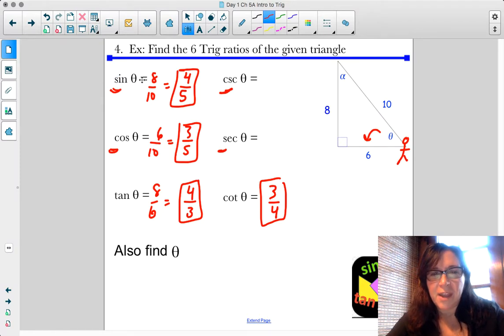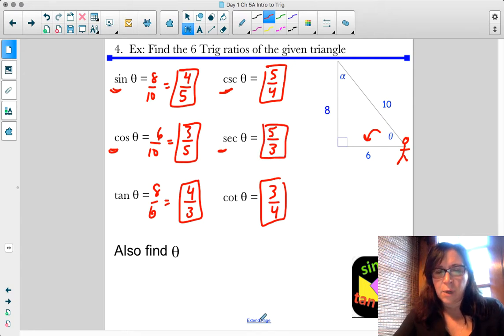So sine of theta is reciprocal function of cosecant of theta. So those are going to be flipped. So you have 5 over 4. And then cosine and secant are reciprocal functions. So we just have to divide or flip those over. And we get 5 over 3.